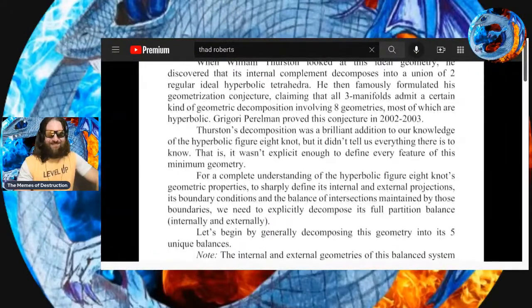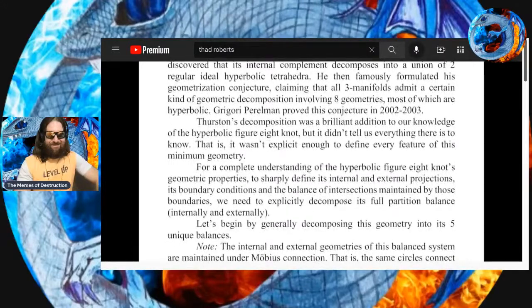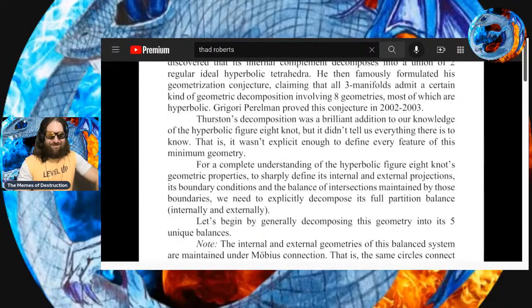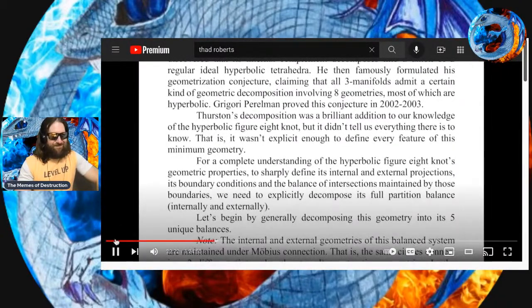Thurston's decomposition was a brilliant addition to our knowledge of the hyperbolic figure 8 knot, but it didn't tell us everything there is to know. That is, it wasn't explicit enough to define every feature of this minimal geometry.